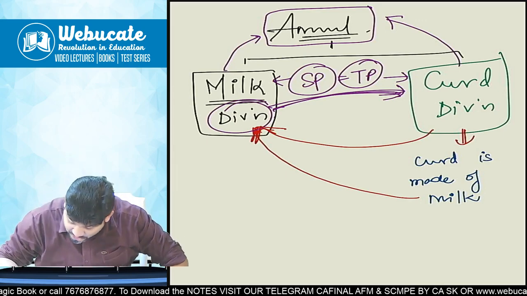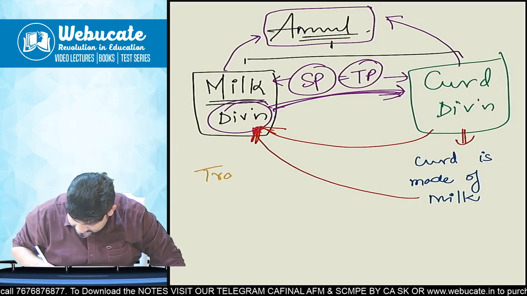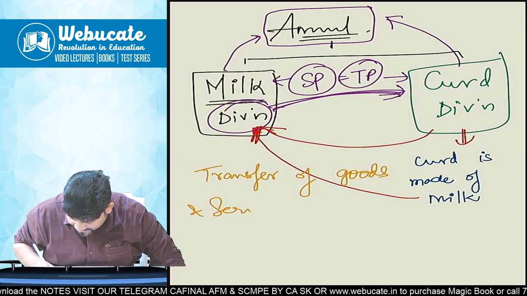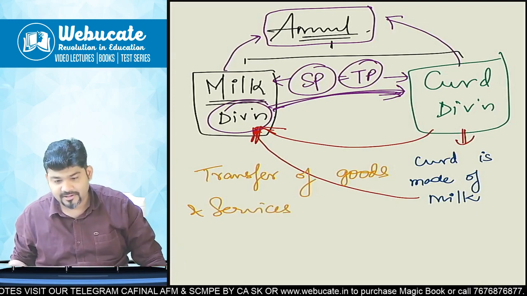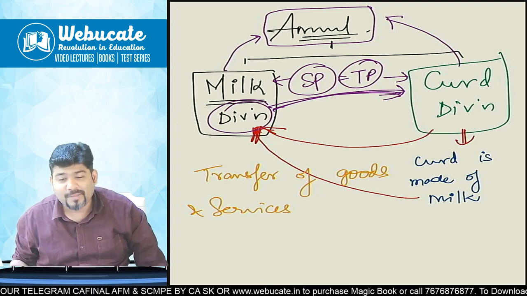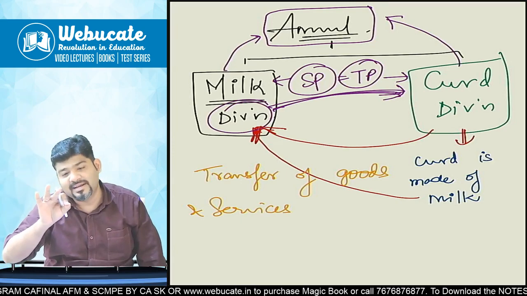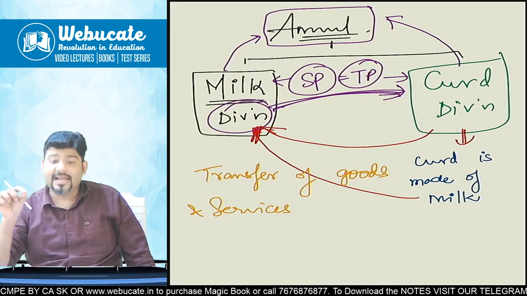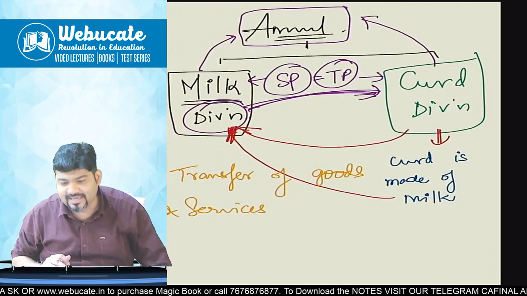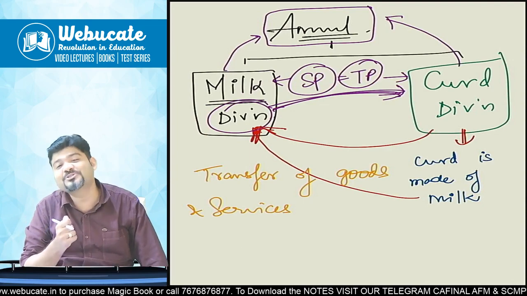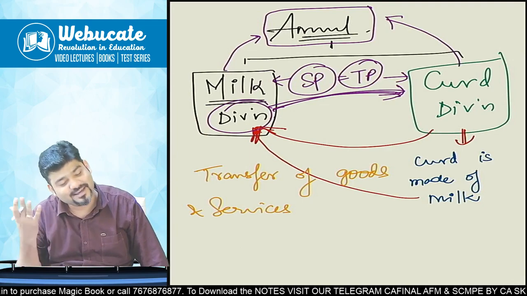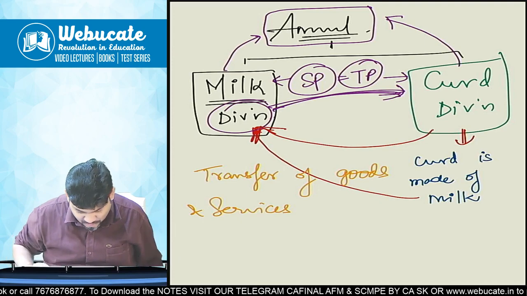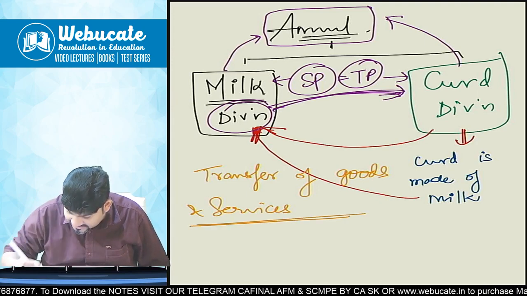Got it, guys? So we write here: transfer of goods and services, right? By whom? By the transferor department to the transferee department. By the transferor department of a company to the transferee department of the same company, the price at which it is transferred is called, the name of the chapter, transfer price. Am I clear, guys? Yes. So there is a transfer of goods and services. That's not a big deal.